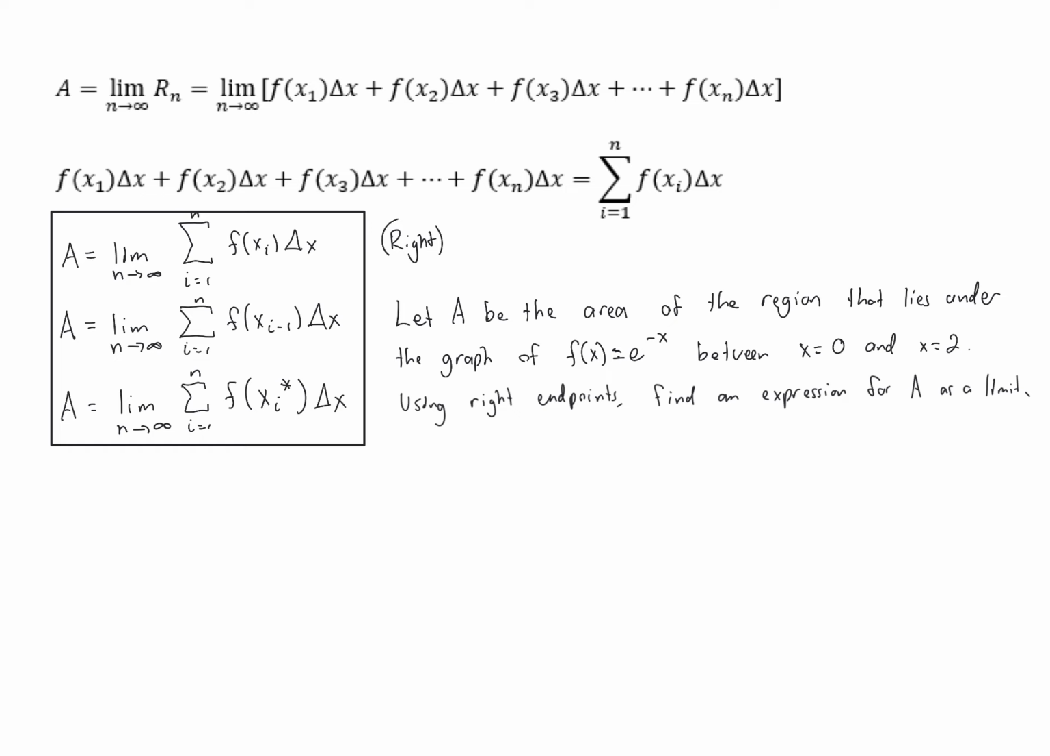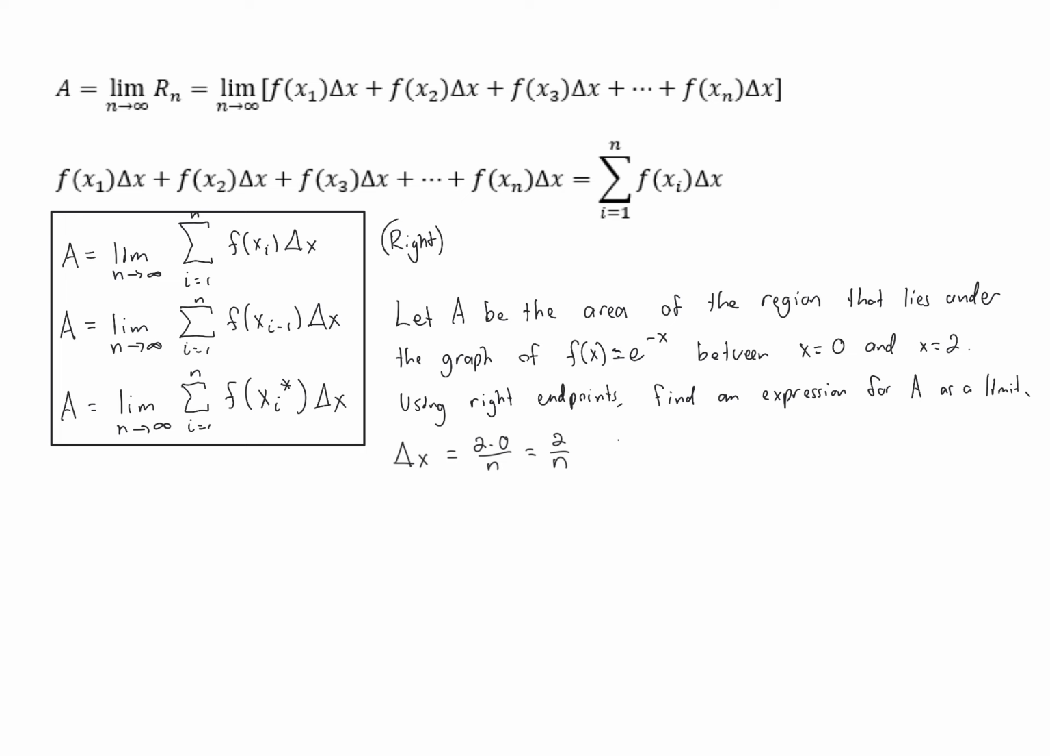All right. So in this problem, since a is equal to 0 and b is equal to 2, those are our two endpoints, we know that if we want to figure out the width of these intervals, the width of these rectangles, delta x, that's going to be 2 minus 0 over n, which is simply equal to 2 over n.